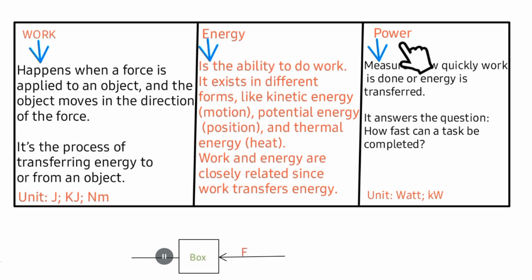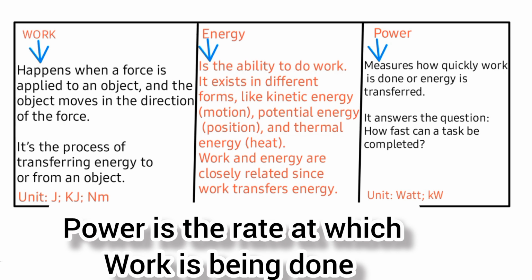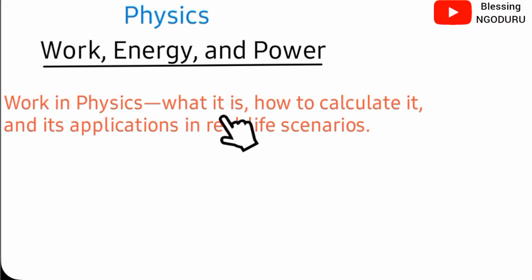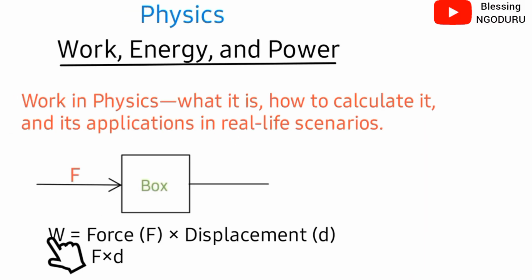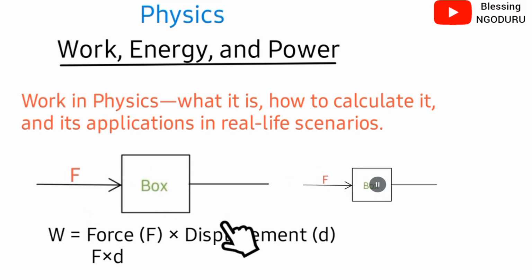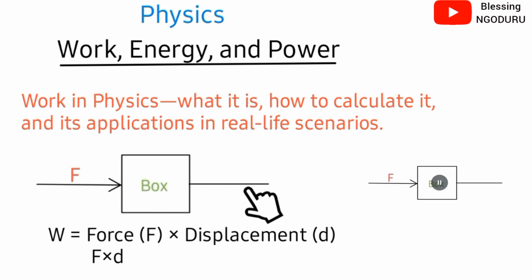Now let's talk about power. Power is the rate at which work is done. That is, it measures how quickly work is done or energy is transferred. Power answers the question of how fast a task can be completed, and the unit of power is the watt or the kilowatt. Having seen what work is, we did say that work is said to be done when a force moves an object a distance in the direction of the force.